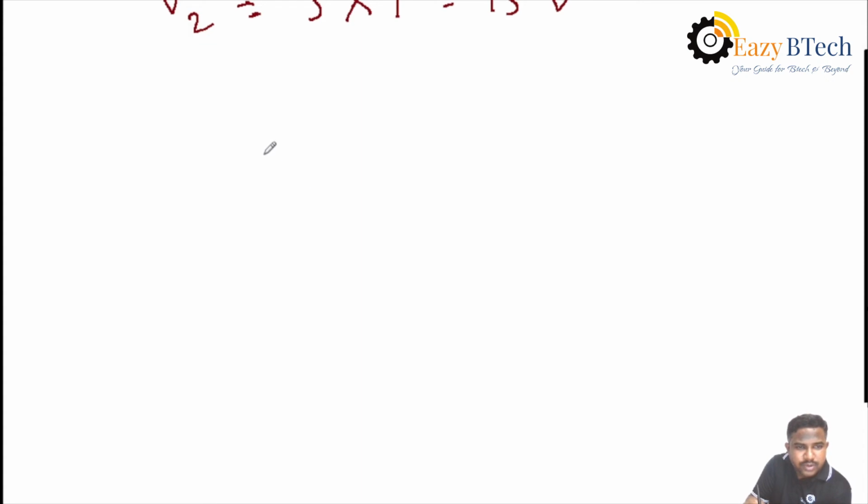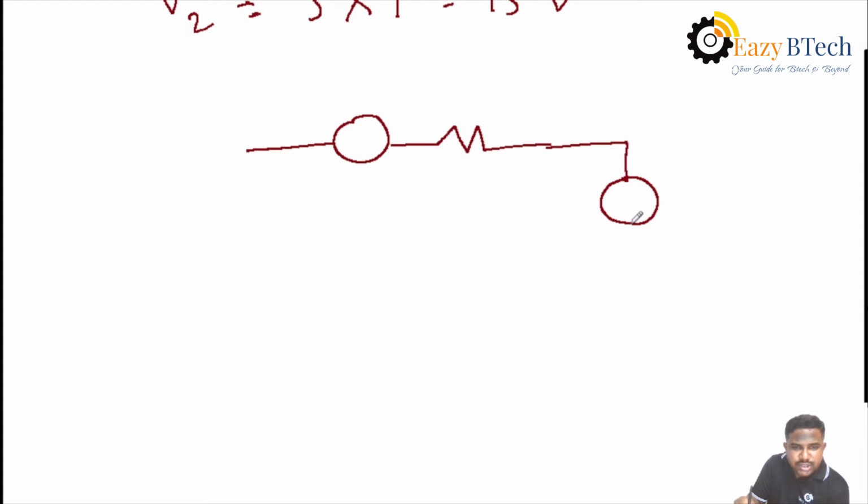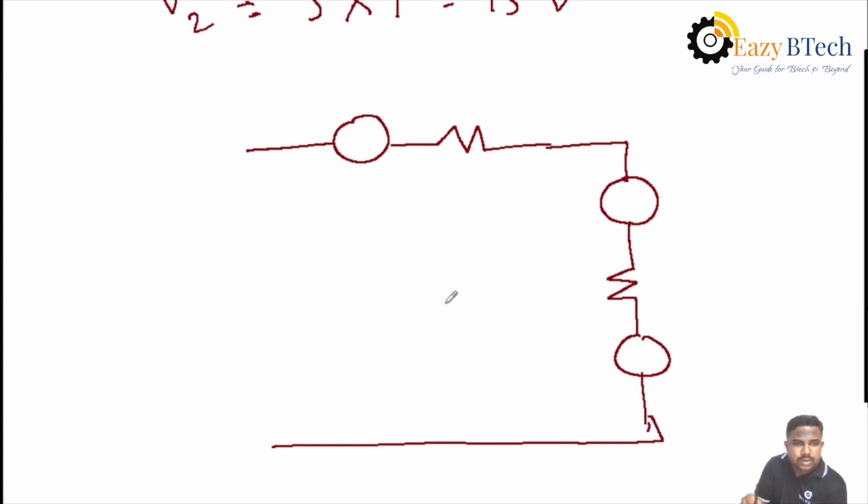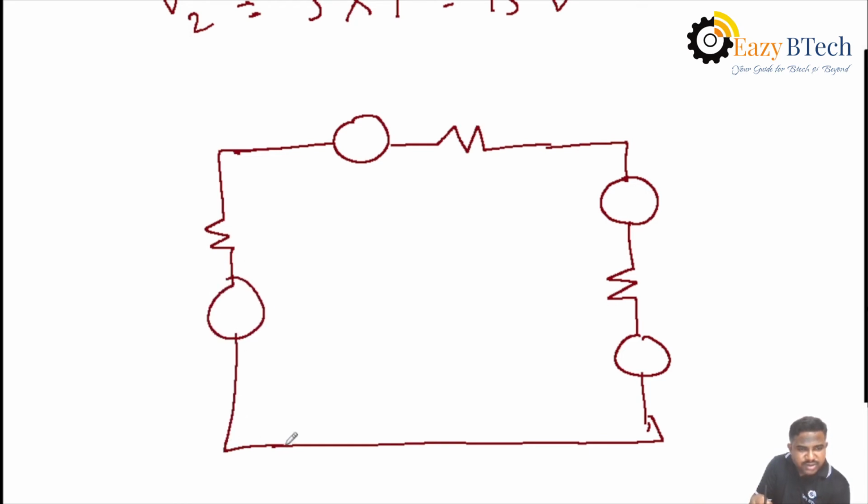Here the current source can be changed into voltage source, then in series with the resistance. Again, the second current source changes into voltage source in series with the resistance. Then again in the given circuit, we have another voltage source here, and this is the given circuit.